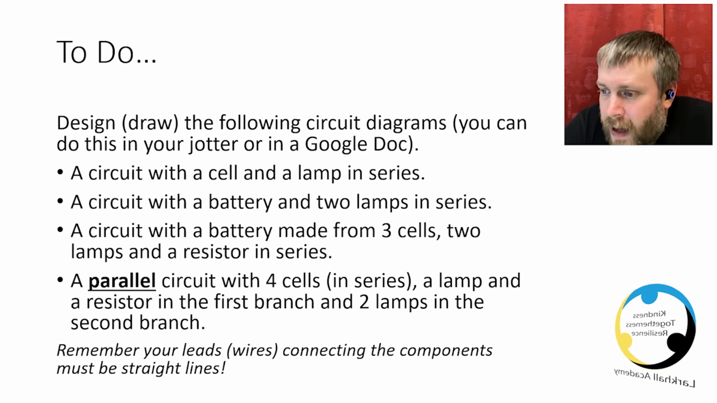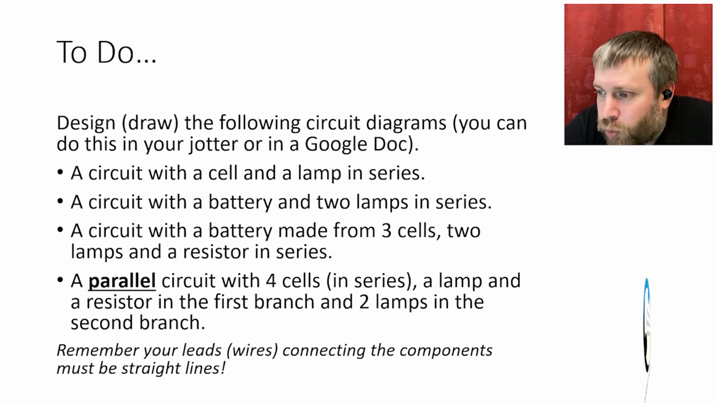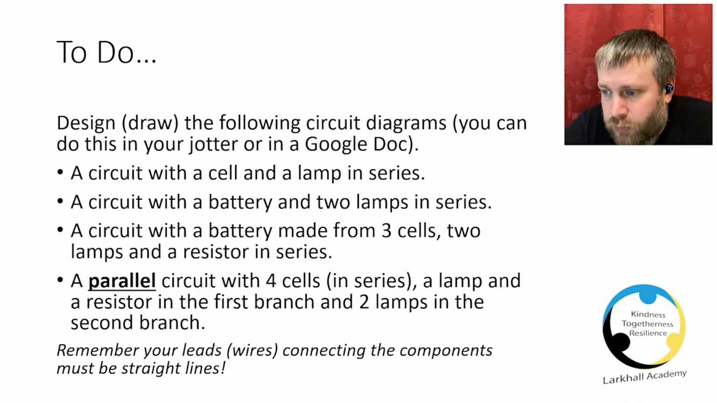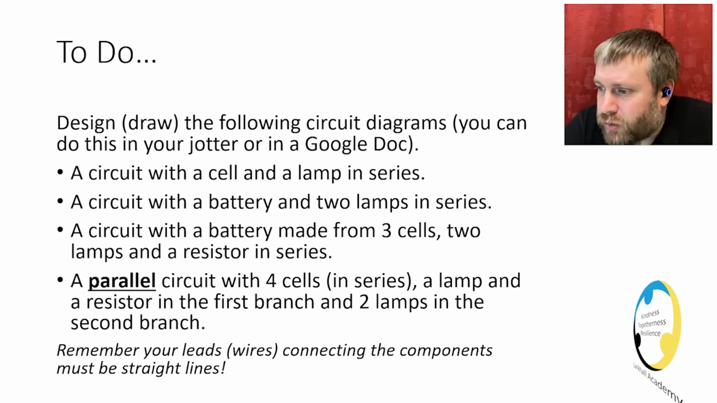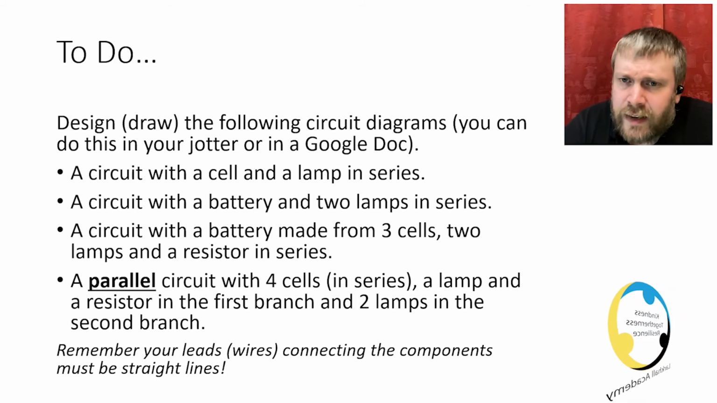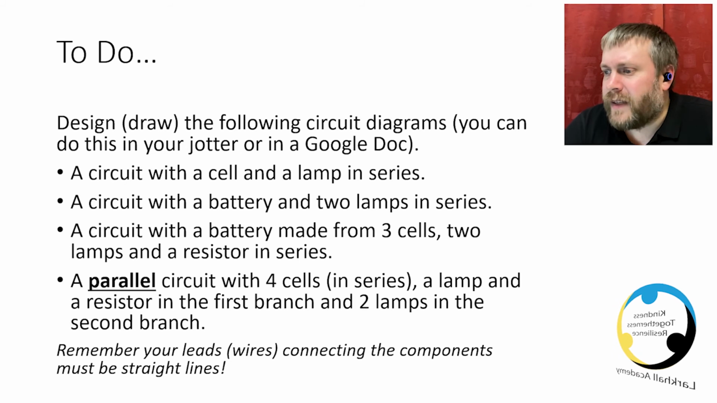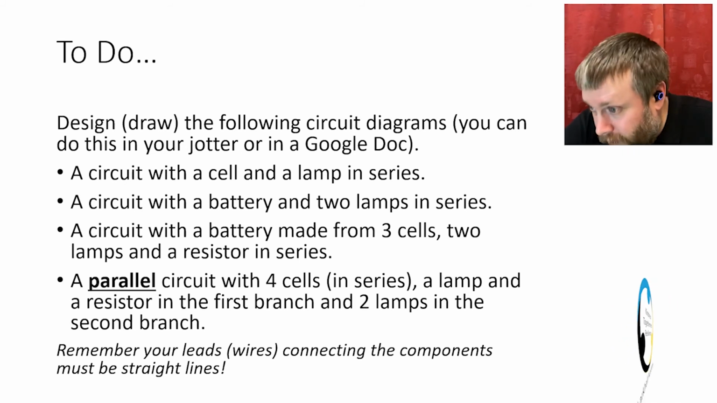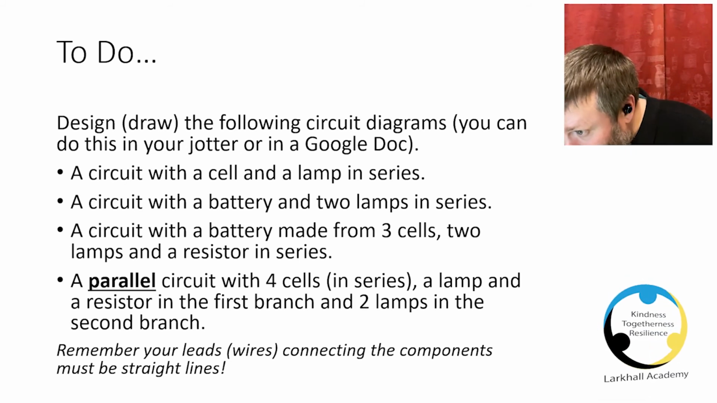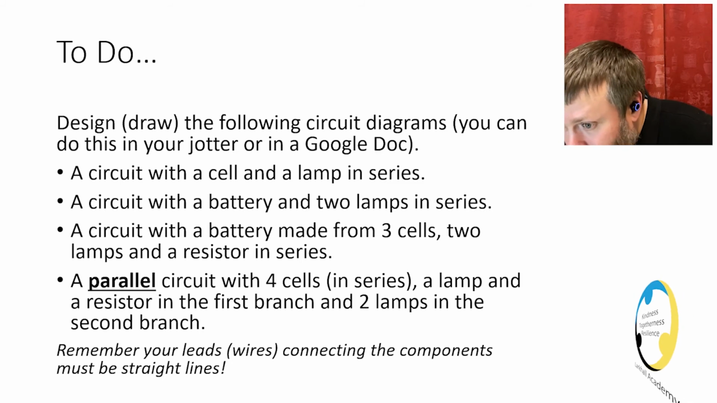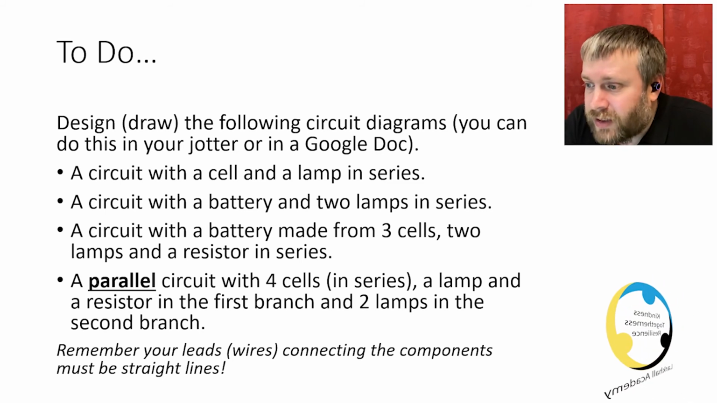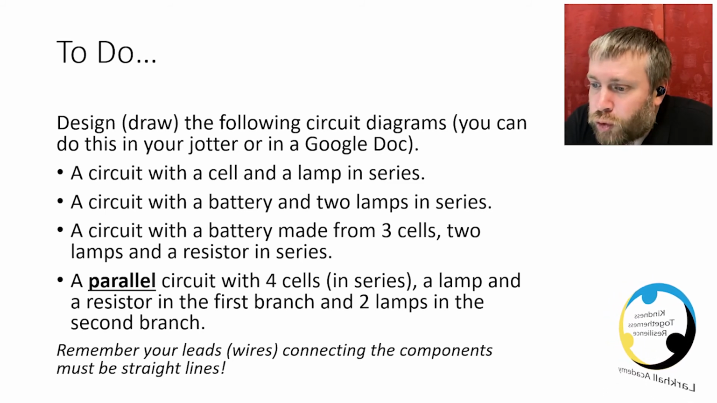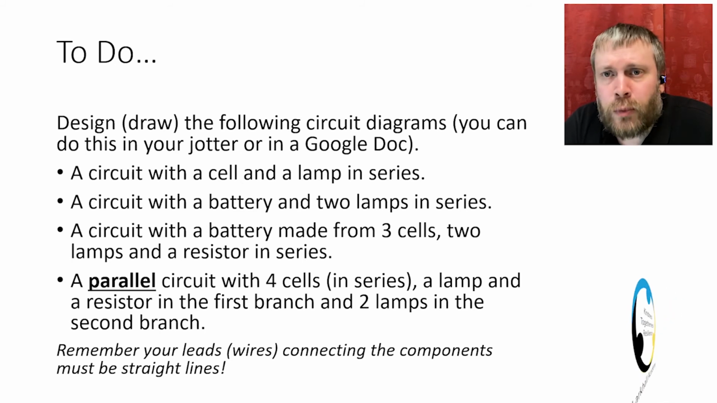The fourth one is a parallel circuit. That's going to have 4 cells, which will be in series, so that'll be 4 cells in series. They'll just be right next to each other on the diagram. I thought we'd give you that just to be nice. We don't want to make life too difficult for you. A lamp and a resistor in the first branch, and 2 lamps in the second branch. So that one's a little bit more complicated, okay?